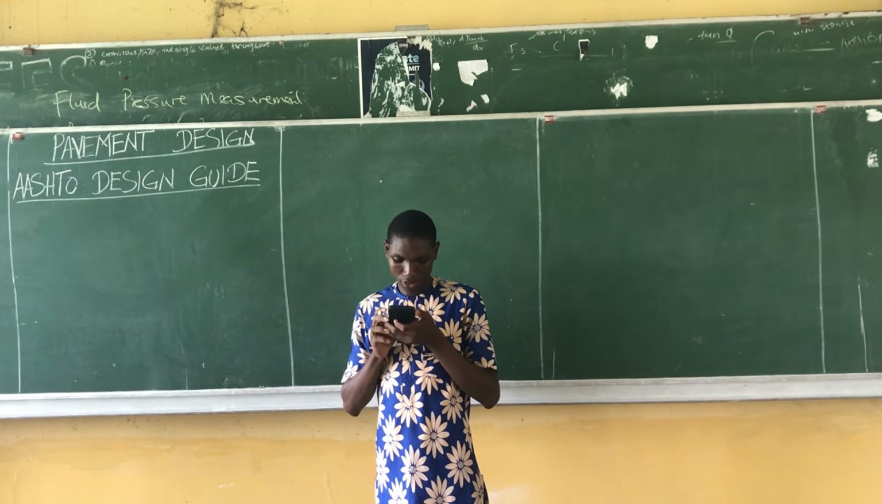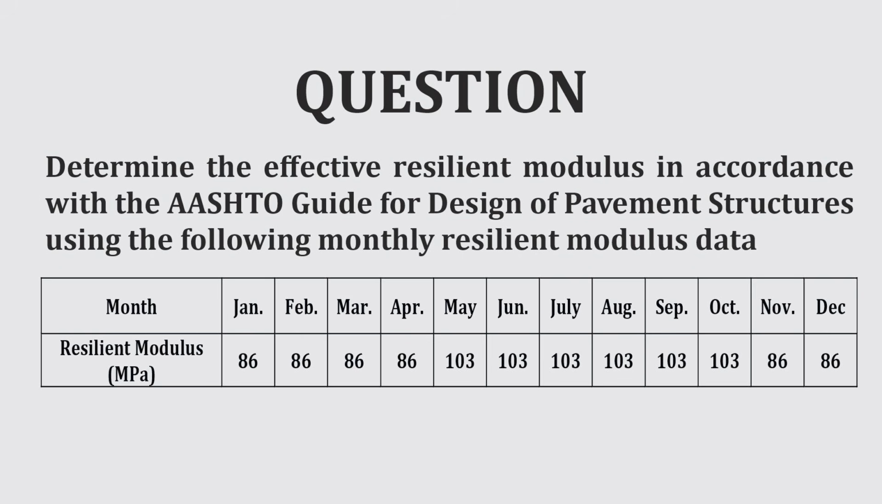The question says, determine the effective resilient modulus in accordance with the AASHTO guide for design of pavement structure using the following monthly resilient modulus data. So we have different months, from January to December, and we have the resilient modulus in megapascals. We are asked to determine the effective resilient modulus.